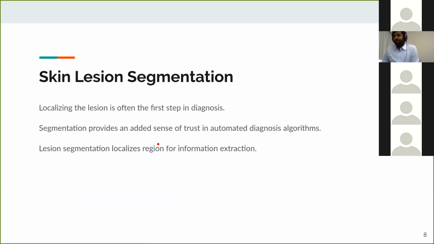We look at the problem of skin lesion segmentation. It's an important problem because it's often the first step in the clinical diagnosis pipeline, because localizing the lesion is important. Plus, the segmentation results also provide an added sense of trust in the outputs of automated algorithms. Moreover, some algorithms use segmentation as guidance to extract features.